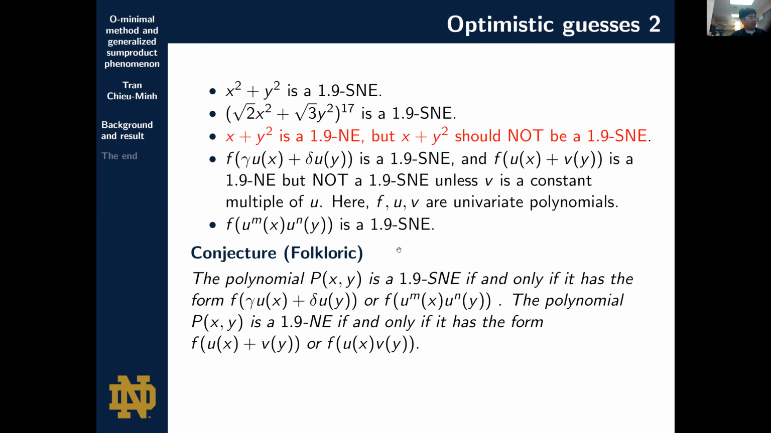So there's this conjecture, sort of a folkloric conjecture, which says that a polynomial p(x, y) is a 1.9 symmetric non-expander if and only if it has this form or this form. And the polynomial p(x, y) is a 1.9 non-symmetric non-expander if and only if it has the form f of ux plus vy or f of ux times vy.